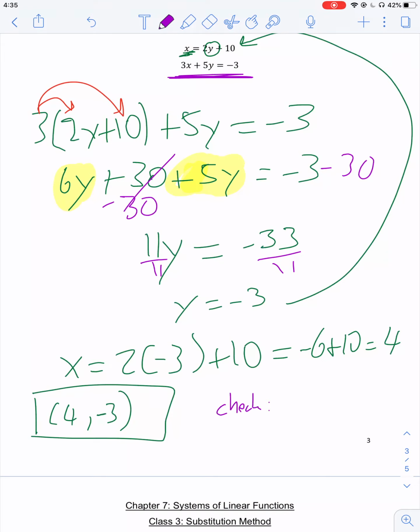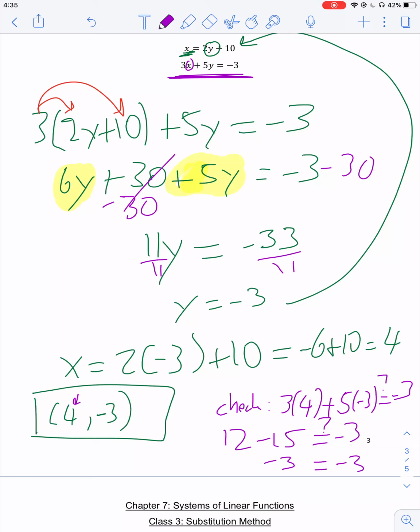So you have 3 times 4, why 4? Because my x value is 4, right? And then plus 5 times y, which is minus 3. Let's see if this actually gives me minus 3. Okay, I'm putting a question mark because I'm not too sure. So 3 times 4 is 12. And then 5 times negative 3 is minus 15. Is this equal to minus 3? And it seems like yes, right? Because 12 minus 15 is minus 3. So it is equal to minus 3. So that means I haven't made any mistakes, okay?